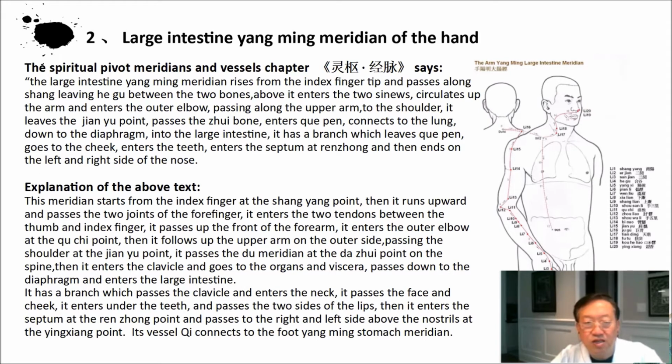It has a branch which leaves Cui pen, goes back to the cheek, enters the teeth, enters the septum at Renzhong, and then ends up on the left and right side of the nose. Explanation of the above text. The meridian starts from the index finger at the Shangyang point. Then it runs upward and passes the two joints of the forefinger. It enters the two tendons between the thumb and index finger.